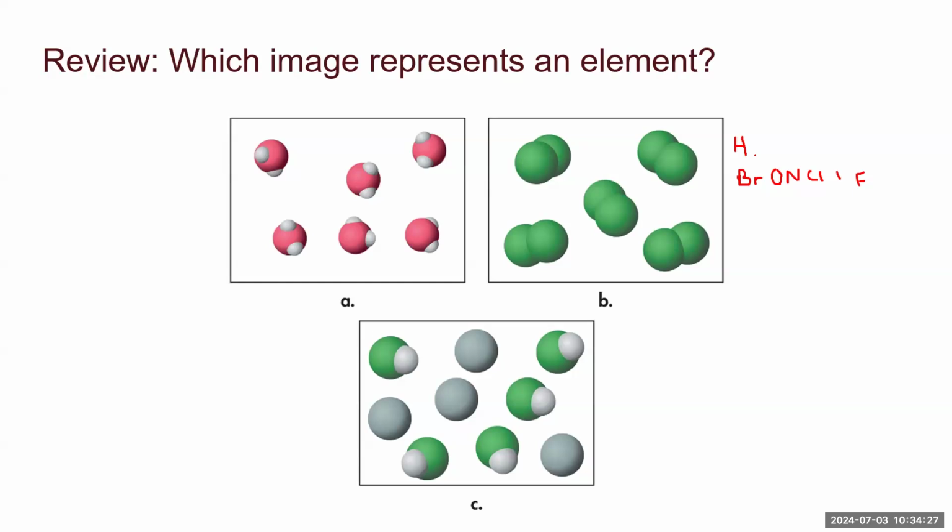So all of these, H2, O2, Br2, N2, Cl2, I2, and F2, those are diatomic elements. So those would all look something similar to what we see in B.